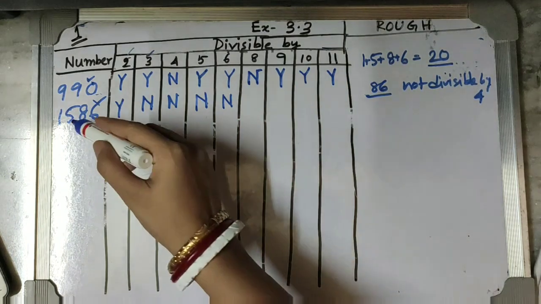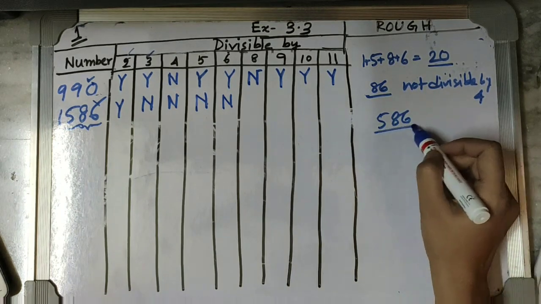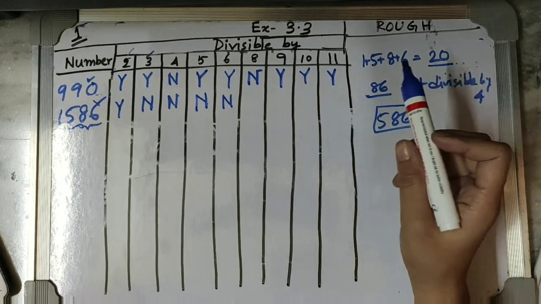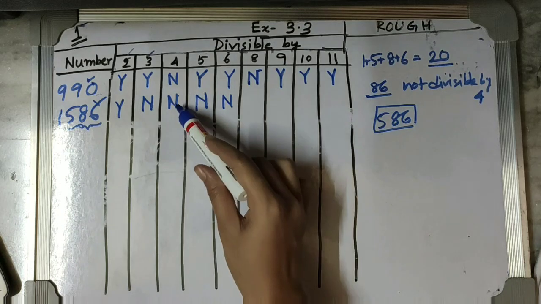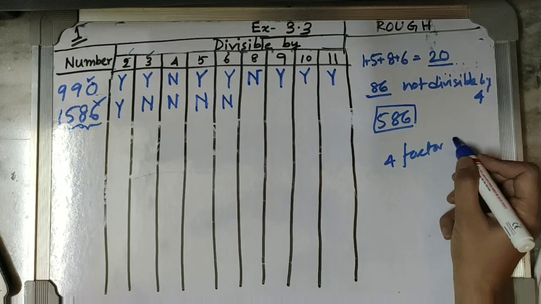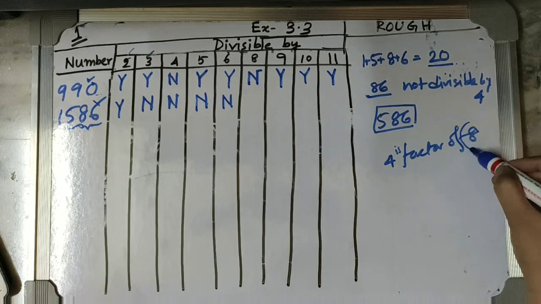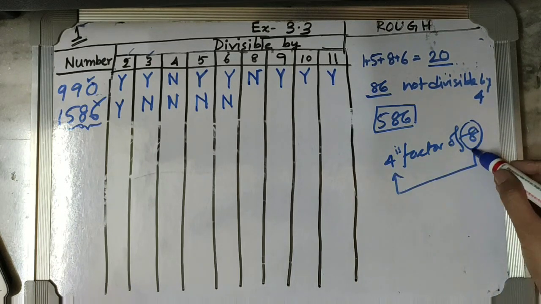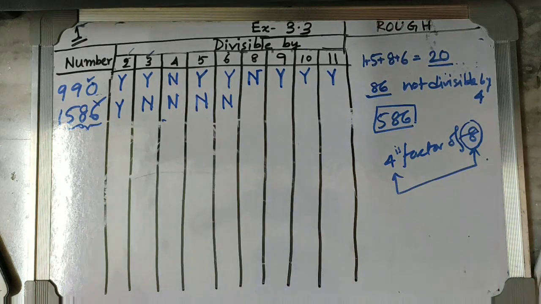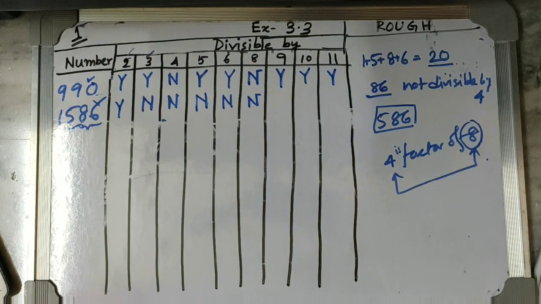Okay. In case of 8, we will check the last 3 digits. It is having 5, 8 and 6. Either we can check 586 is divisible by 8 or not, or we will check whether this number is divisible by 4 or not. Since 4 is a factor of 8, all the numbers which will be divisible by 8 must be divisible by 4. Okay. This number is not divisible by 4. So we can easily say that this number will not be divisible by 8.